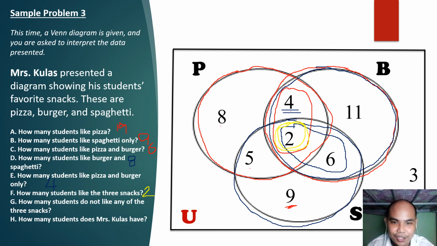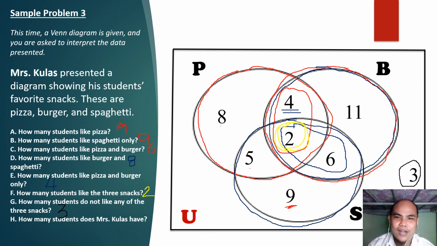And where is that, sir? Can we find any number outside the circle but inside the rectangle? Do you have a number? Correct. We have here 3. And that is our complement of all the sets involved. So that is the number of students that do not like any of the 3 snacks. So that's the answer.